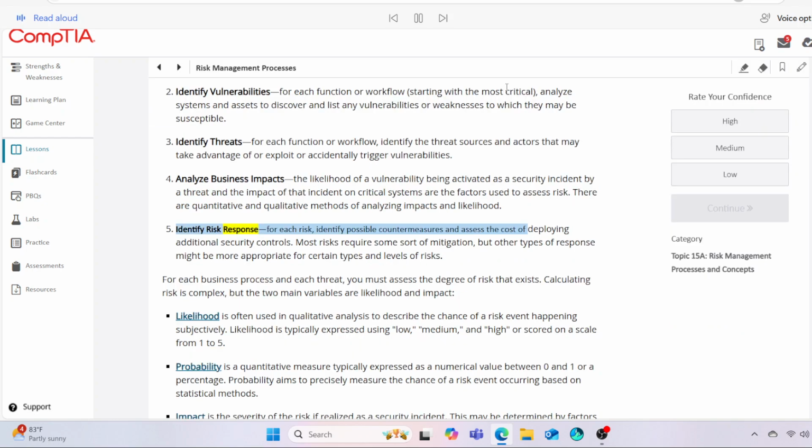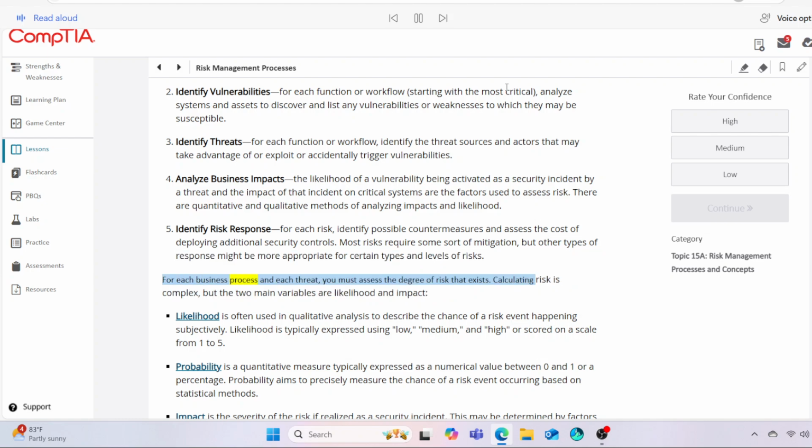Identify risk response. For each risk, identify possible countermeasures and assess the cost of deploying additional security controls. Most risks require some sort of mitigation, but other types of response might be more appropriate for certain types and levels of risks. For each business process and each threat, you must assess the degree of risk that exists.